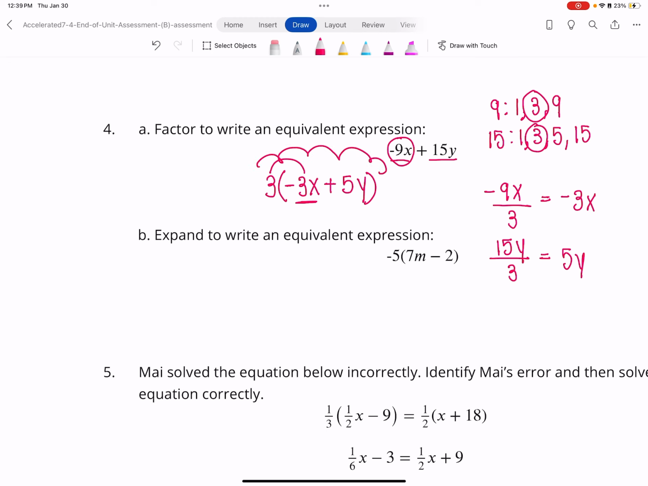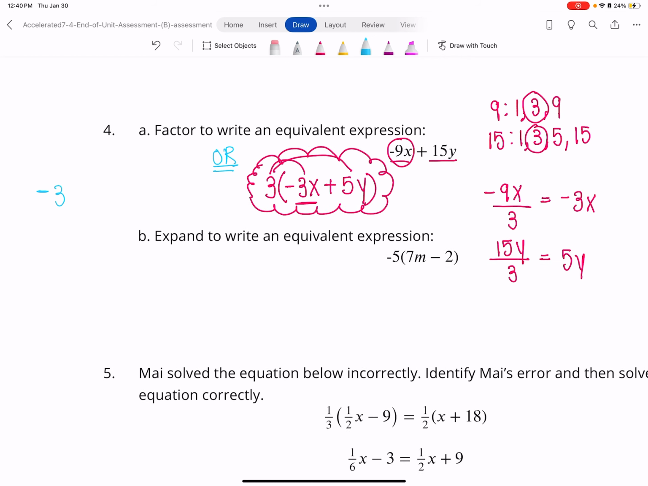So there we have it. This is our factored form of this equivalent expression. You can also, I'm going to write the or here, take out a negative 3. So this is also equivalent to the expression that we just wrote.